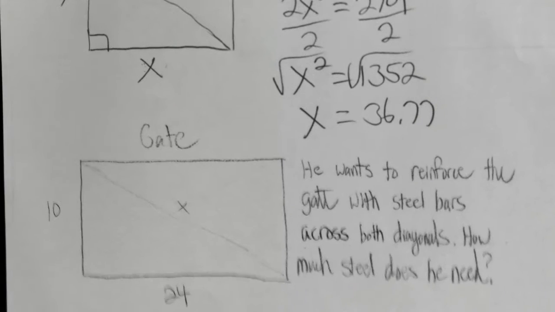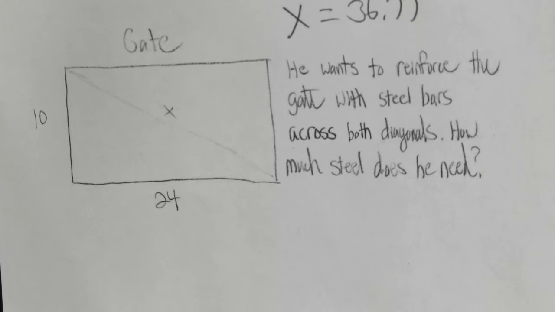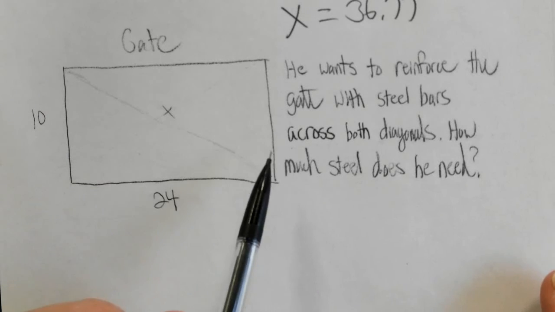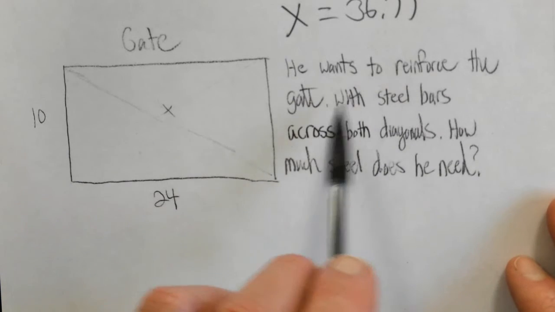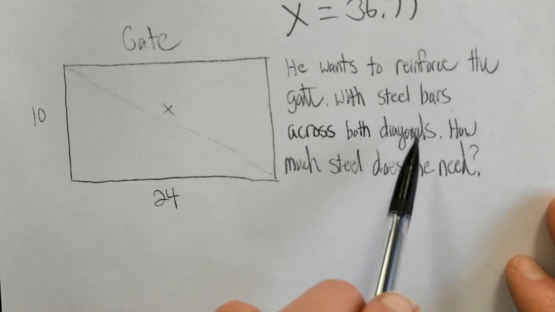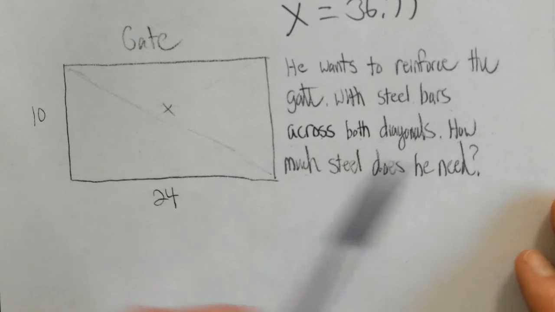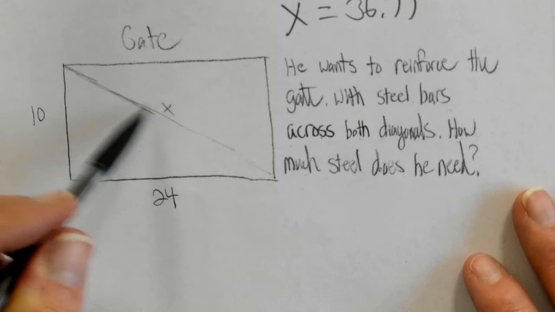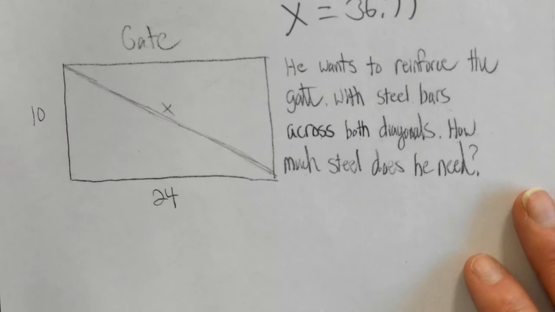All right. One more type of problem that we want to take a look at here. Okay, so we've got a gate, and it's 10 feet tall, 24 feet wide. That's the gate. He wants to reinforce the gate with steel bars across both diagonals. How much steel does he need? Okay, so he's trying to make his gate stronger by putting some steel across both diagonals.